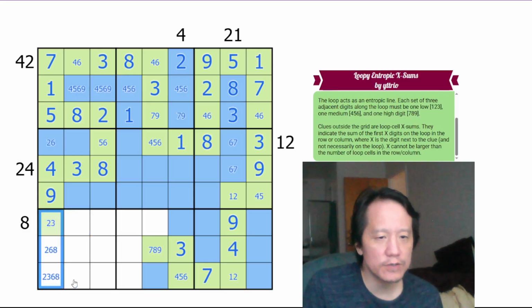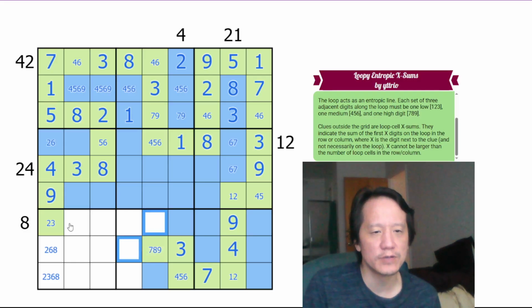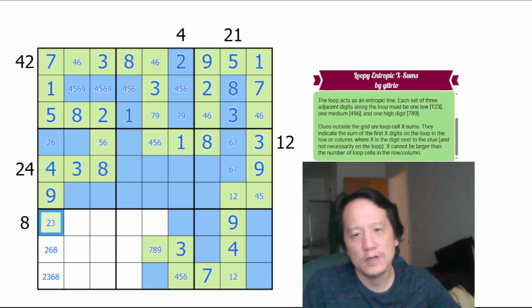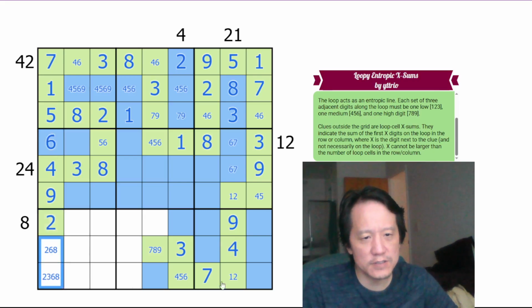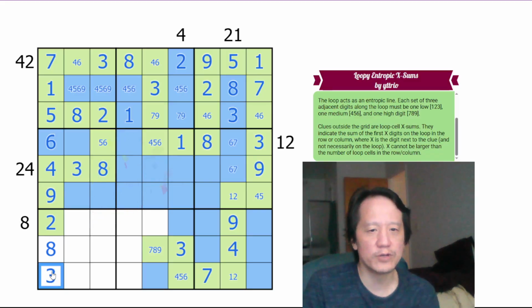If we tried to go this way, and this being 1 and 4, the problem is to connect back here, this would be a high digit and would be next to a high digit, which is not allowed. So it cannot be 3, 1, 4. It has to be 2. So this must be not 1. This is 2, which makes this 6. This can't be 2 or 6, so this is 8. This is 3. Again, that's 3. We celebrate because we know we're getting close to solving this.